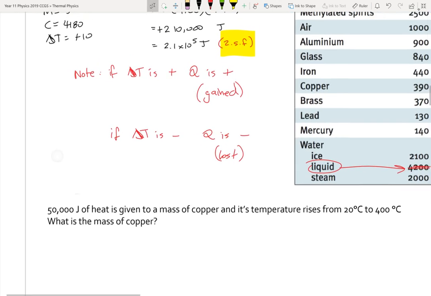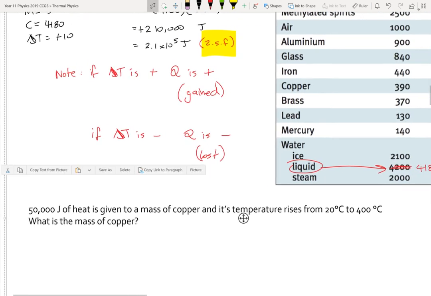Okay, it might not seem important, but as it gets more and more difficult, and we're starting to use some more complicated equations, it is important to determine the value of the Q, positive or negative, whether we are gaining or losing heat.